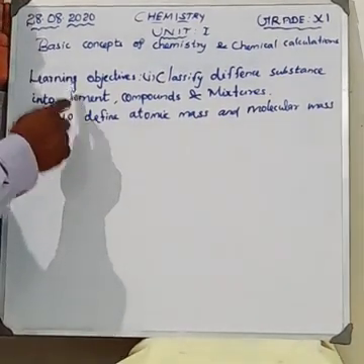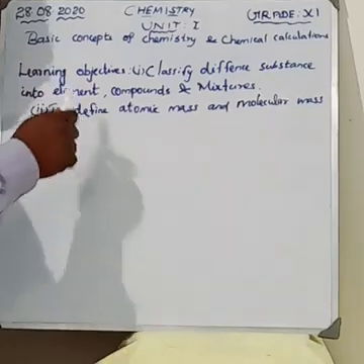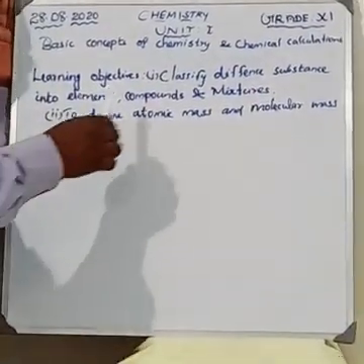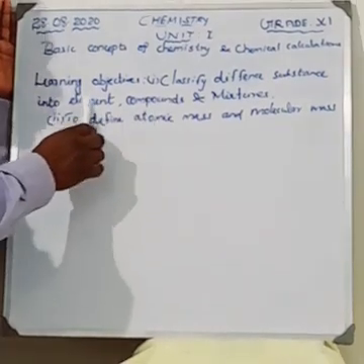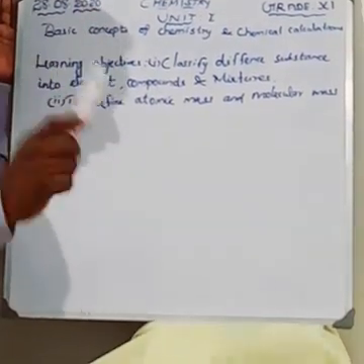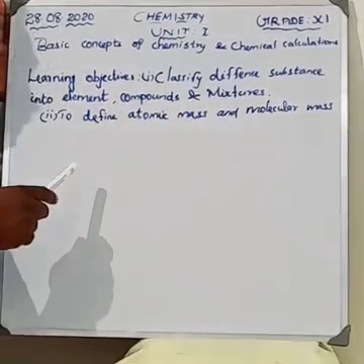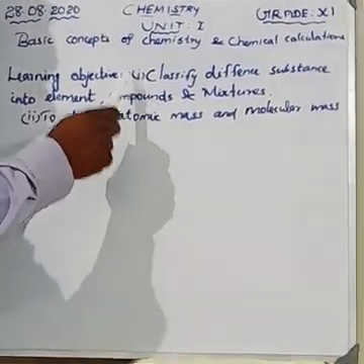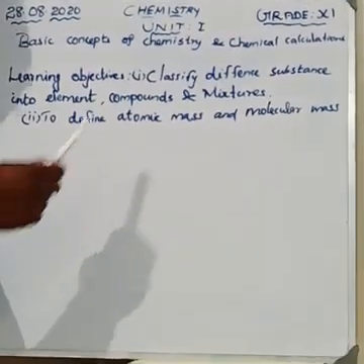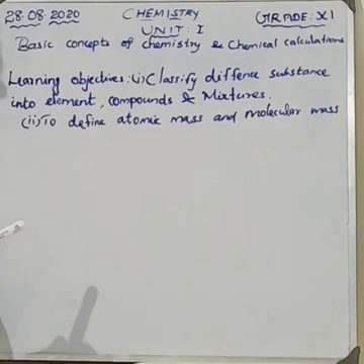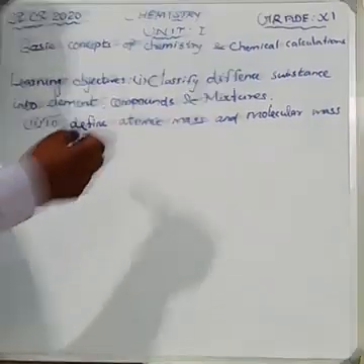What is an element? All of you know it is only one type of atom. That is an element. What is a compound? Two or more elements combine to form a compound. And what is a mixture? Two or more compounds combine to form a mixture. We can discuss one by one.